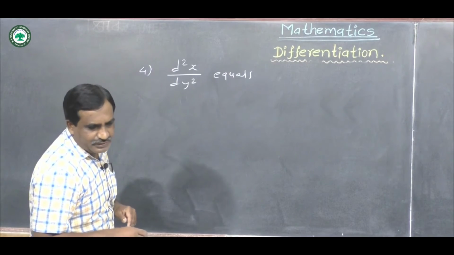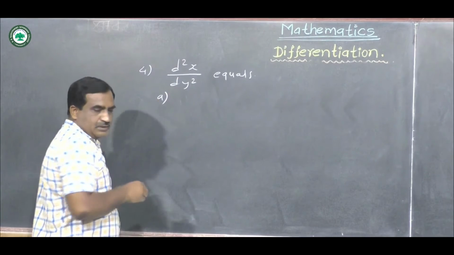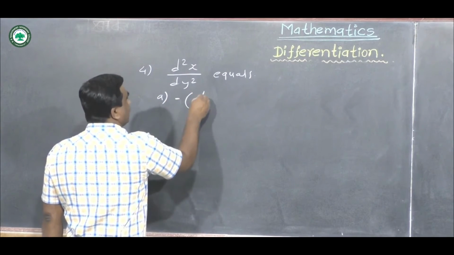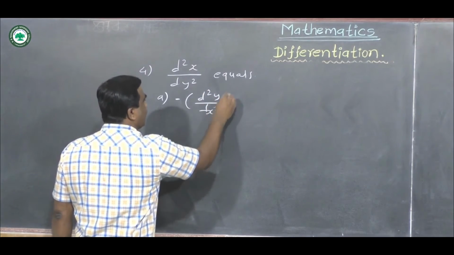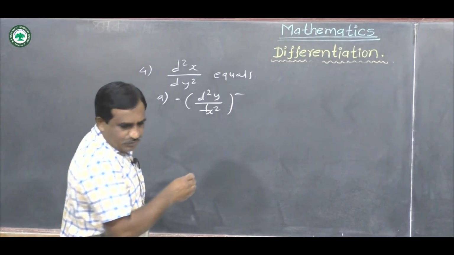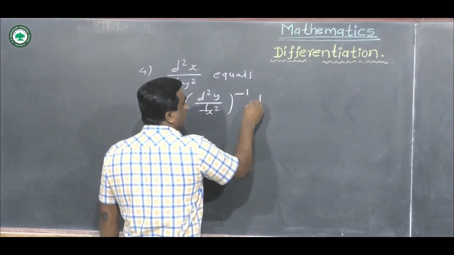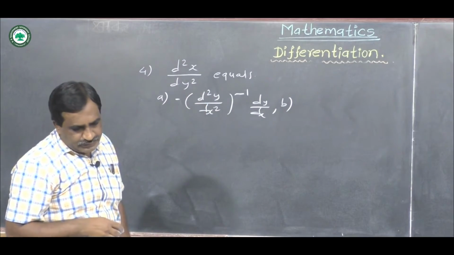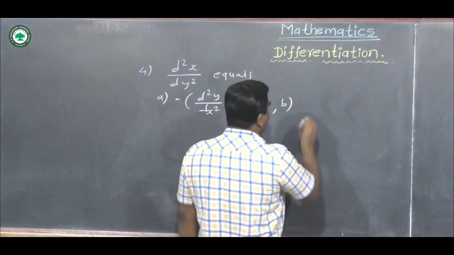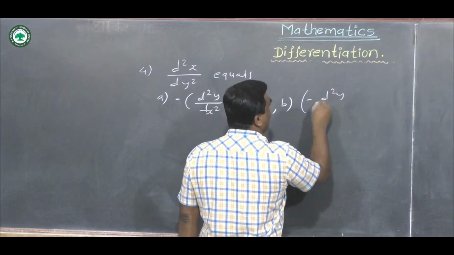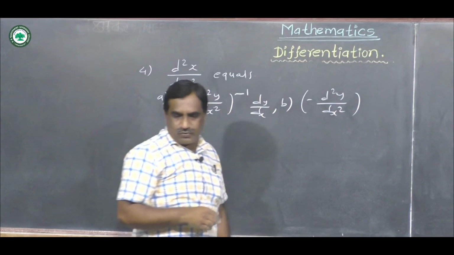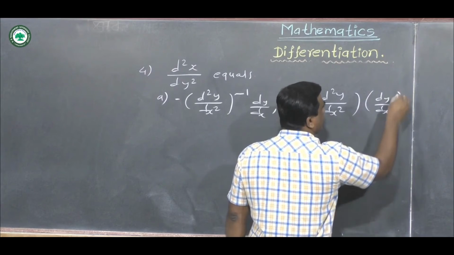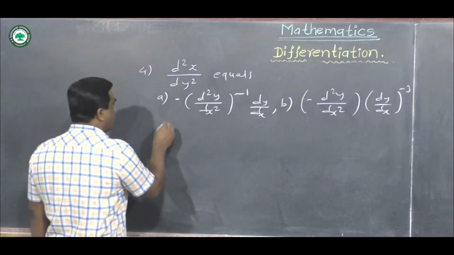We have to give options here. First option is minus d square y by dx square, bracket raised to minus 1, into dy by dx. First option. Second option B, minus d square y by dx square into dy by dx bracket raised to minus 3.